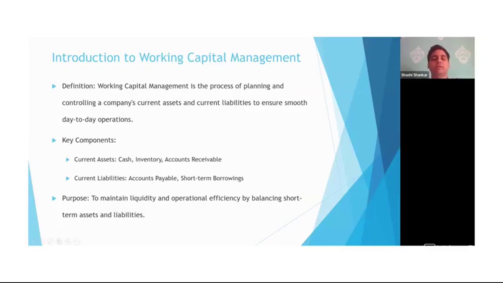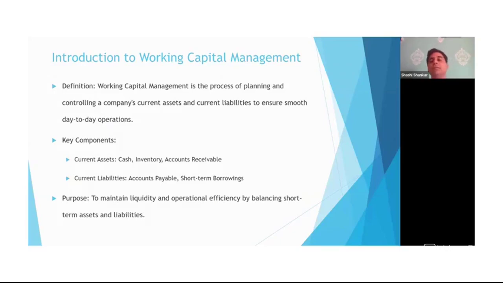Key components. What are all those key components? The key components are current assets and current liabilities. Under current assets, it could be cash, inventory, accounts receivable. However, in the current liabilities section, it could be accounts payable and maybe short-term borrowings.